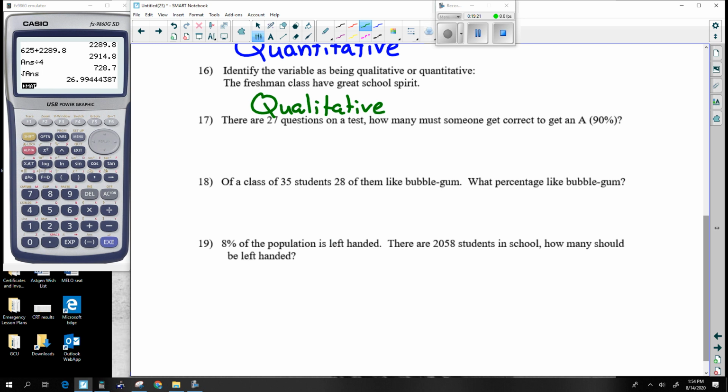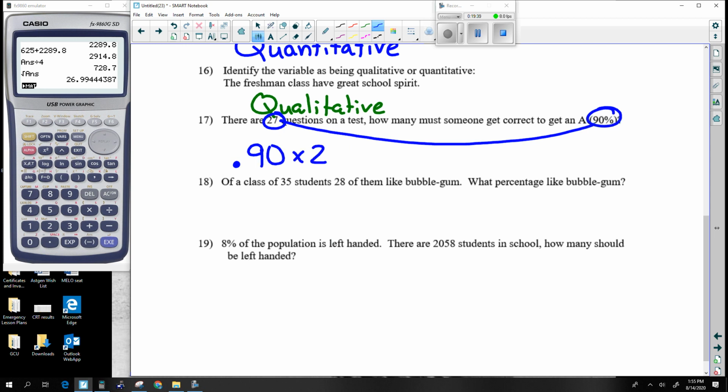Okay, there are 27 questions on a test. How many must a person get correct to get an A, aka 90%? So here I have a percentage and I want to apply it to a number. So I have a percentage and I want to use it. That means multiplication. So 90% is 0.90. So 90% of 27 is 24.3. Again, give me the math answers on these. Don't round the numbers.